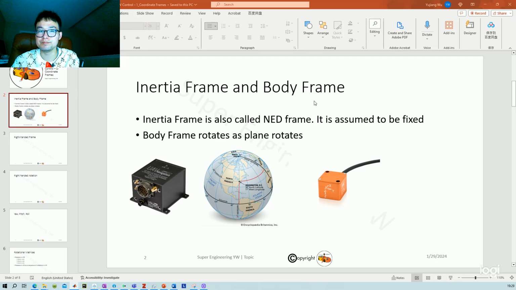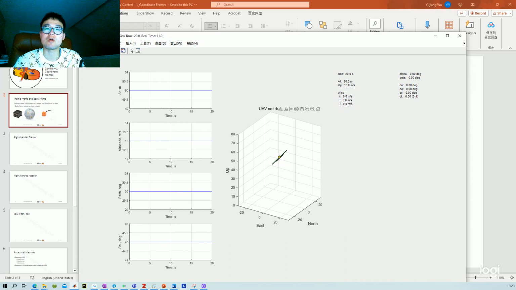So we have to transfer information between these two frames. This is one of the reasons that we need to learn these frames. And another reason is, of course, when we use the Euler representation to describe the plane itself, the UAV itself, we are essentially transferring between the inertia frame and the body frame. You will later on see that these angles are defined against the body frame.